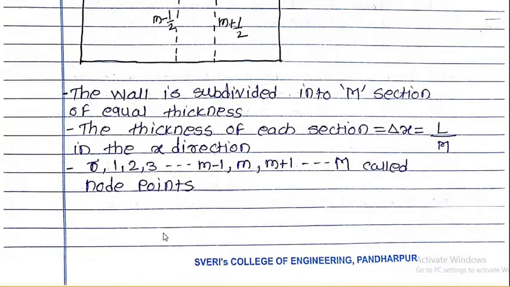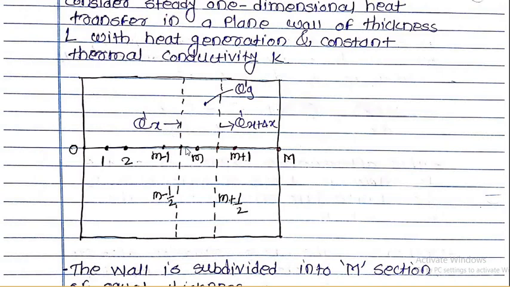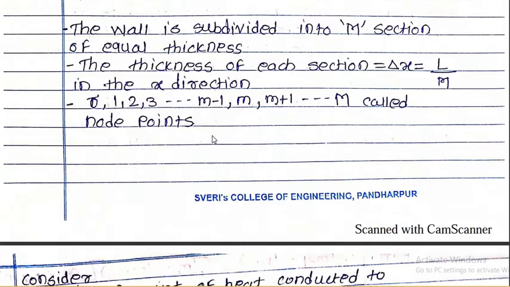Now consider that heat is transferred to this particular node from the left side. We have considered q dash x amount of heat transferred to this node, q dash g amount of heat generated inside that element, and q dash x plus delta x amount of heat transferred by this element to another element. Okay, now this will be the consideration.